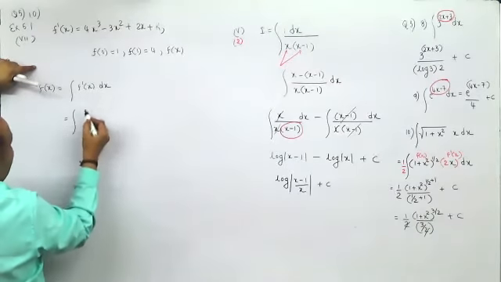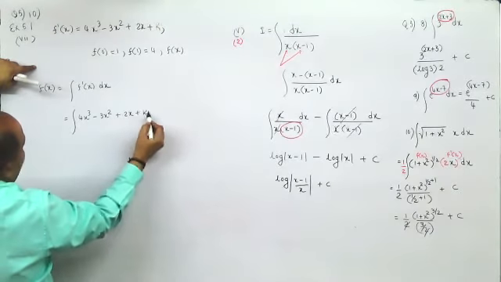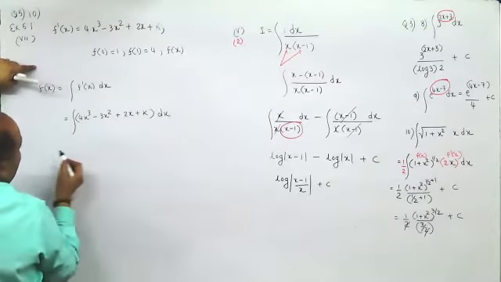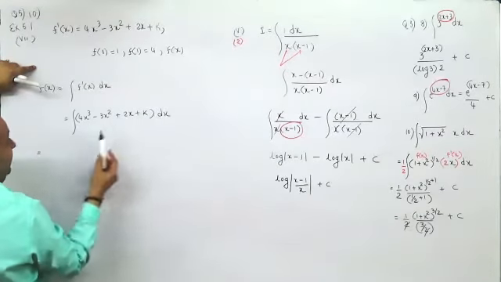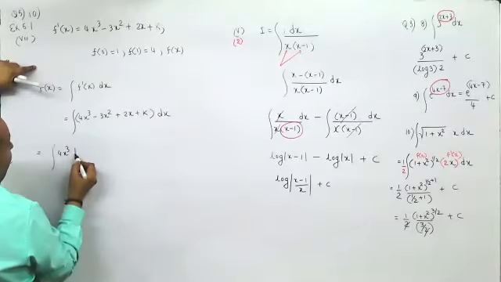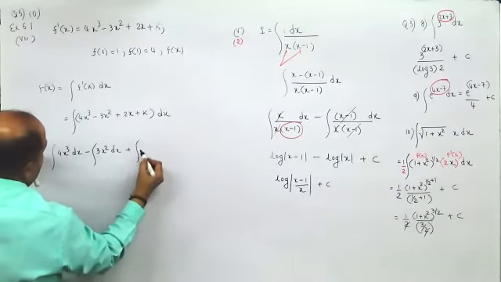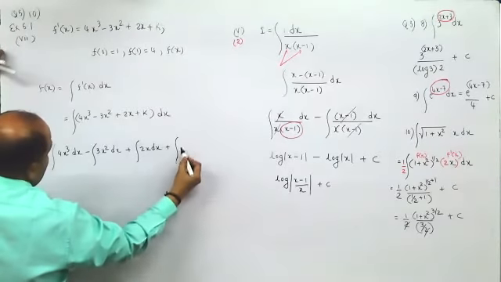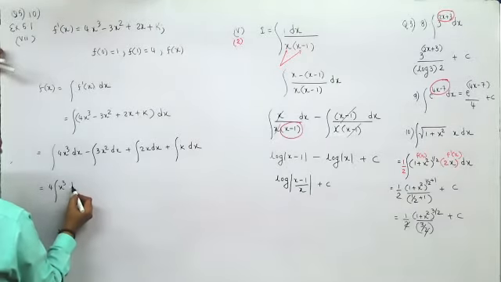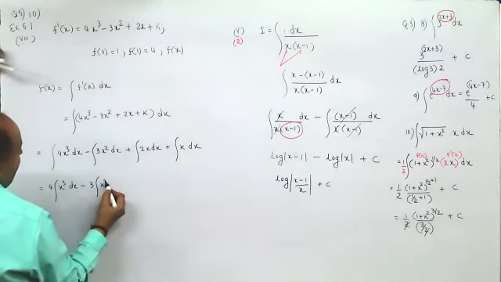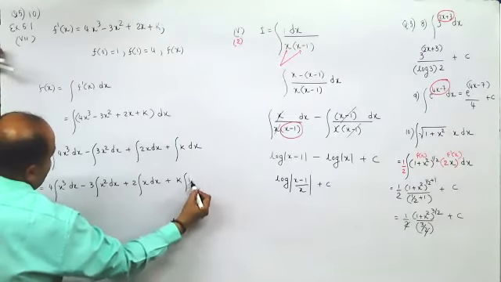So this would be integration of 4x cube minus 3x square plus 2x plus k dx. Now, if you observe here, there is a plus or minus sign in between, so we can integrate individually. You would get 4x cube dx minus 3x square dx plus 2x dx plus k dx. I'll integrate them individually. I'll be getting 4 here, integration of x cube dx, minus 3 here, integration of x square dx, plus 2 here, integration of x dx, and plus k here, integration of 1.